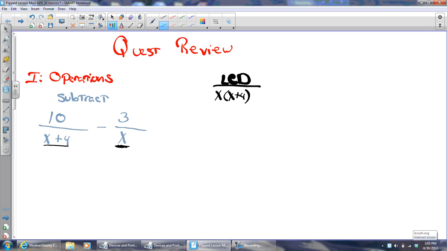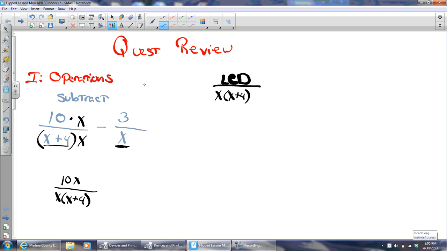And now I'm going to ask myself, how do I get the 2 fractions to have the same denominator? Well, this first fraction has the x plus 4 part of the denominator, but it's missing the x part. So I'm going to multiply the numerator and denominator by x. That'll get me 10x over the LCD, which is x times the quantity of x plus 4.